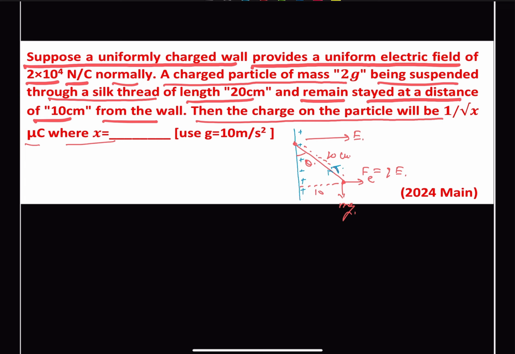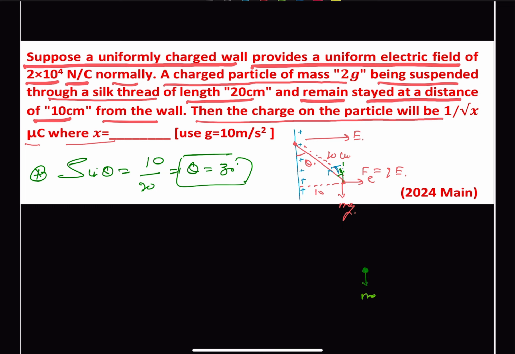So we can just find out our theta. We can say the sine of theta will be equal to 10 upon 20, which gives us that theta is 30 degrees. And if theta is 30 degrees, this angle will also be theta. Let me draw it here. So this is the mass, downward direction we have mg, towards right we have our Fe, and tension in the thread is given as T. So this angle will also be theta.